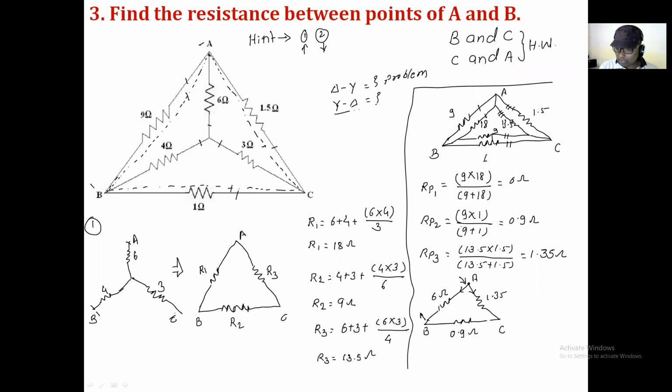Now here I can write it down here. RS, which is equal to 1.35 plus 0.9.